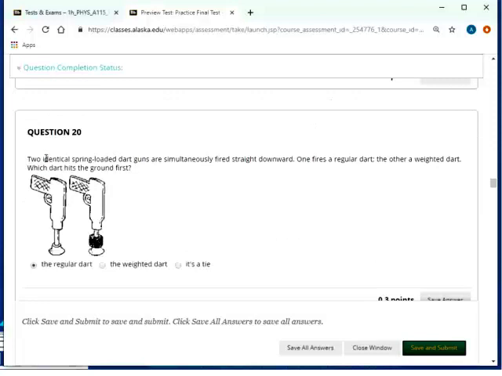Two identical spring-loaded dart guns are simultaneously fired straight downward. One fires a regular dart, the other a weighted dart. Which dart hits the ground first? Air resistance or no air resistance, the problem doesn't mention it. Air resistance or no air resistance, the regular dart will win because the guns are identical, same force therefore.